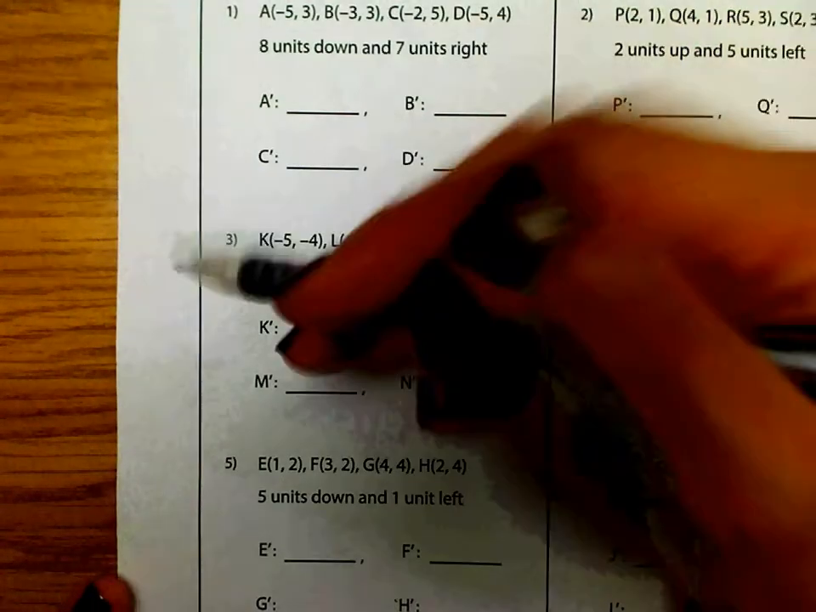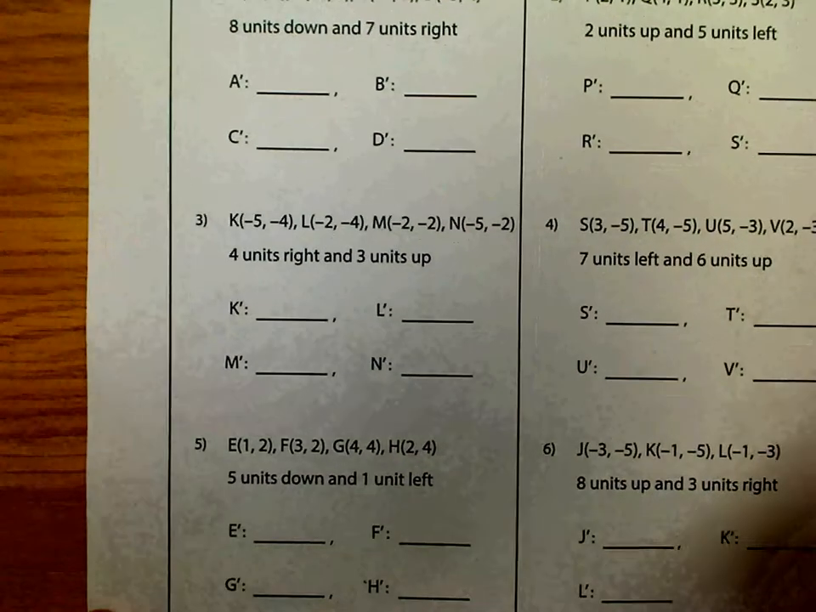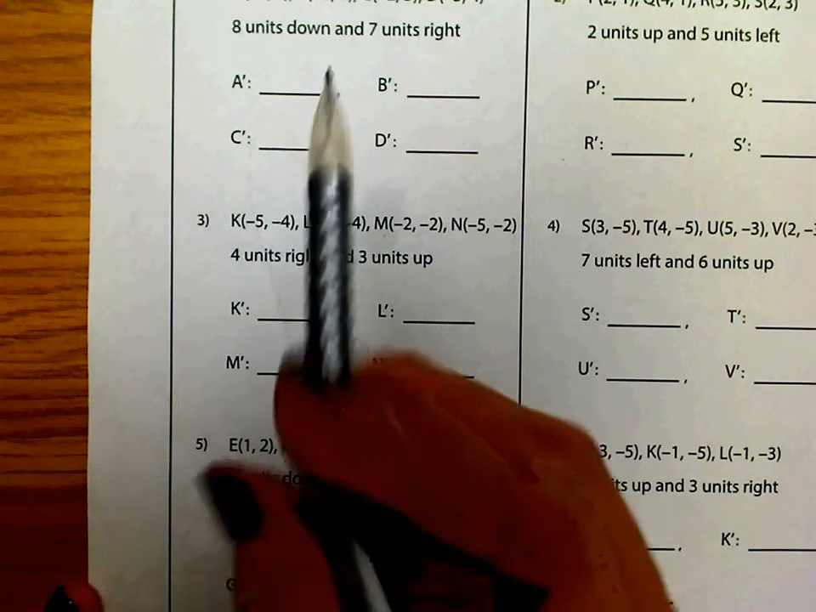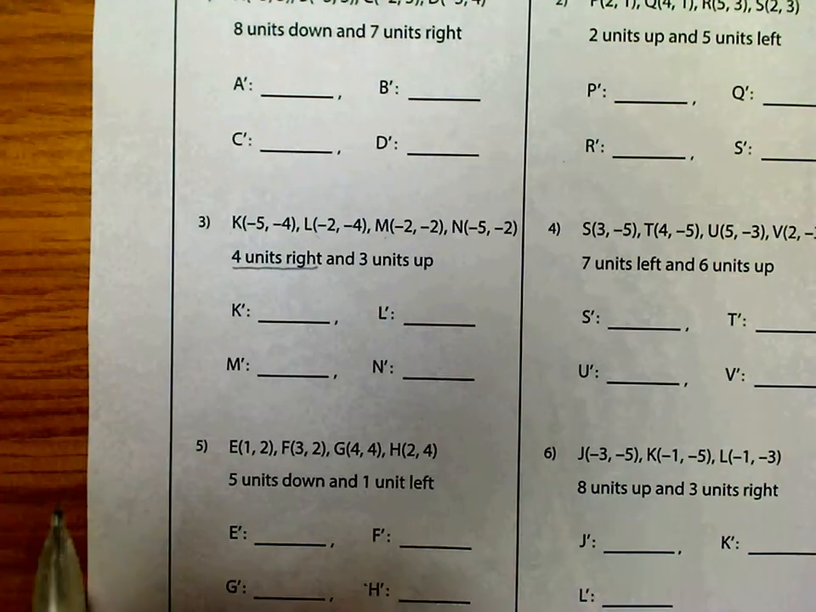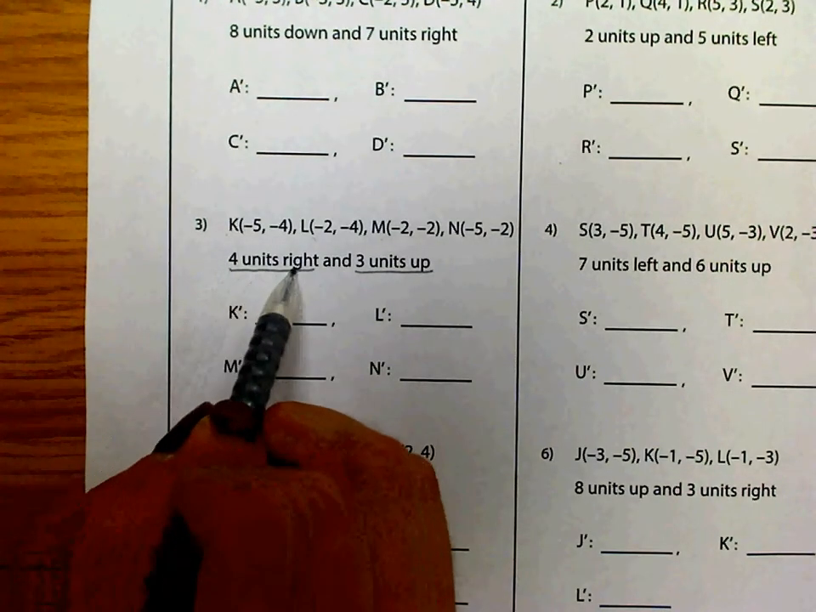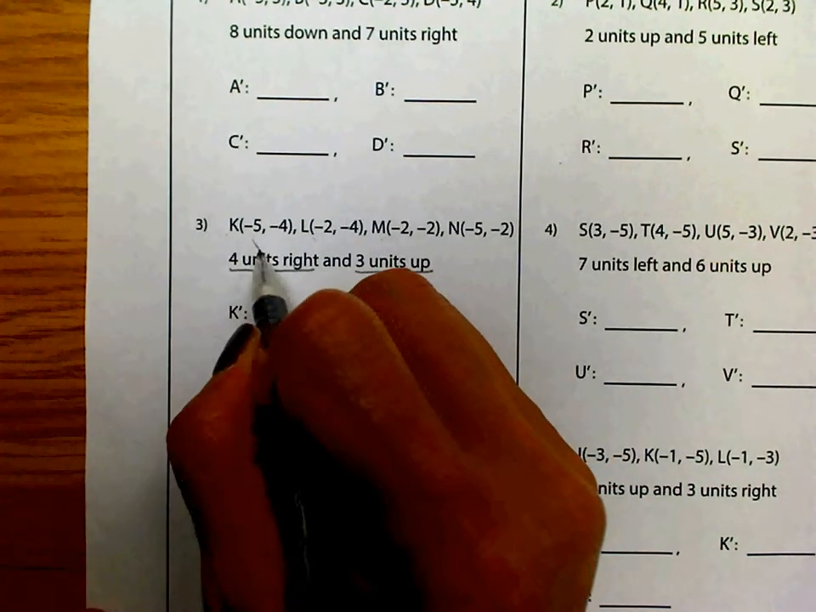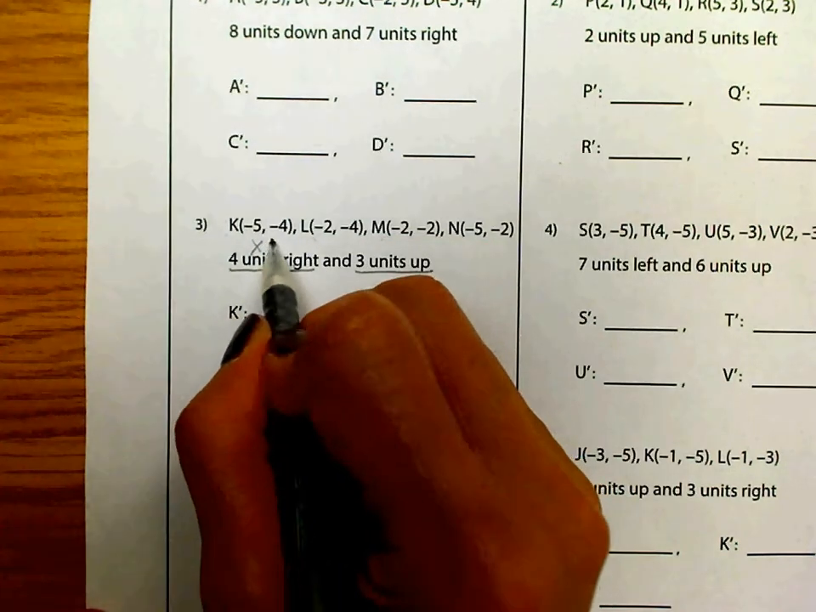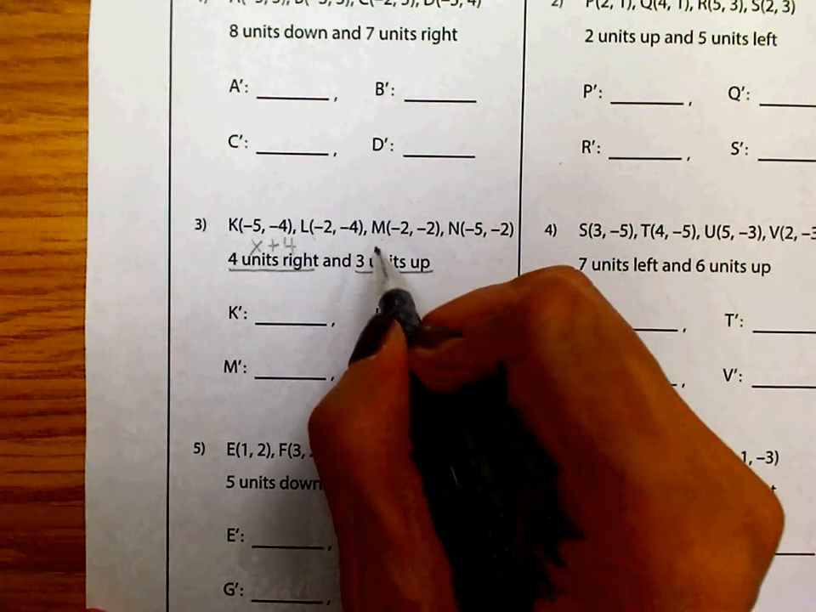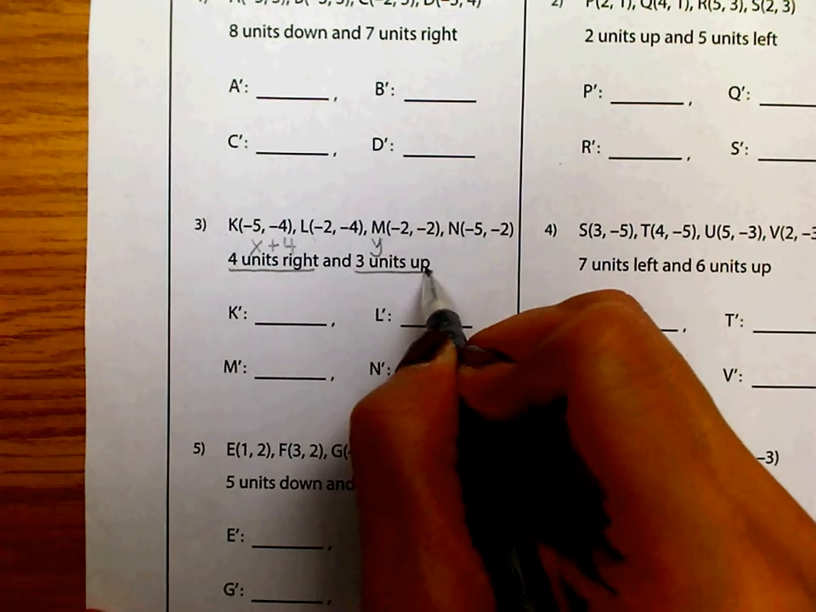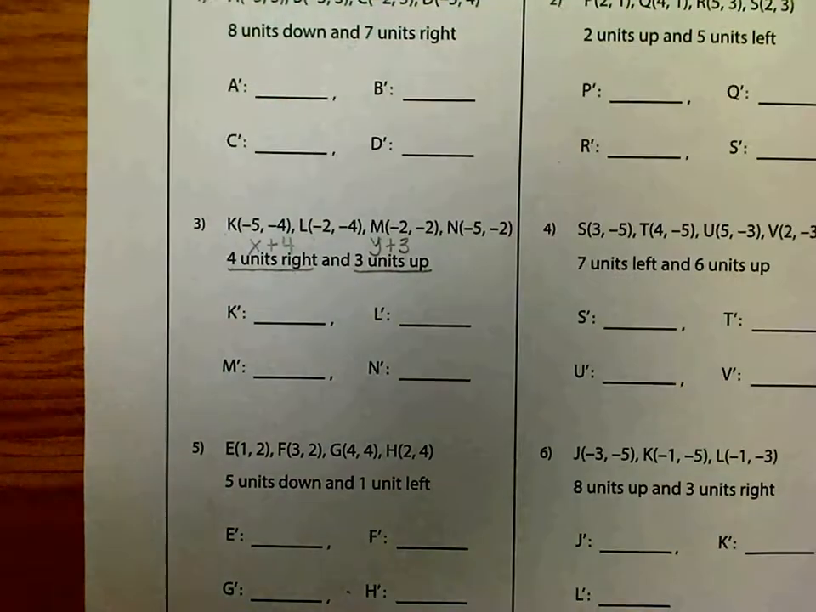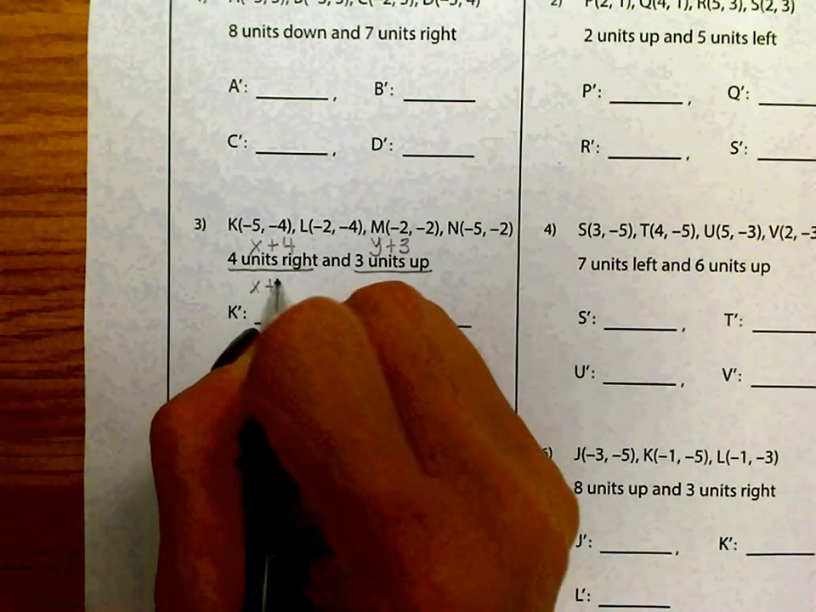We did 1 in class. Number 3. So I see my pre-image points K, L, M, and N. Now this is telling me to go 4 units right. I would underline that if you can, 3 units up. So 4 units right. Right is an X movement. And since it's going right, it's plus 4. Y here, 3 units up, so it's a Y. And it's up, so it's positive, and it's going up 3. Maybe I'll put it underneath here, because I will need to use that space.